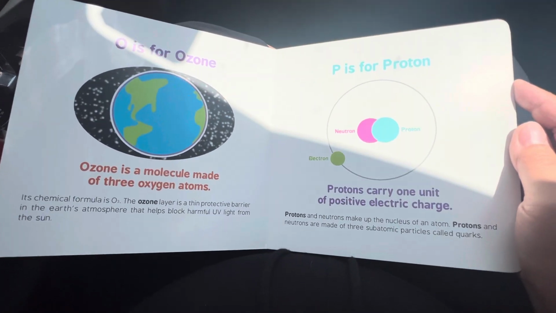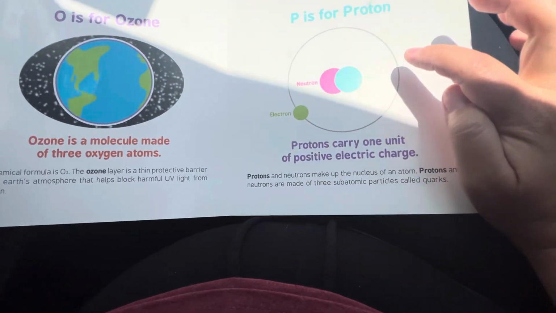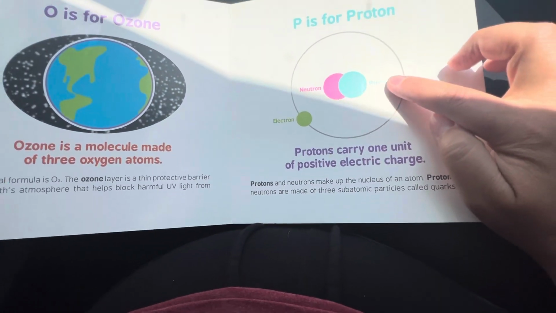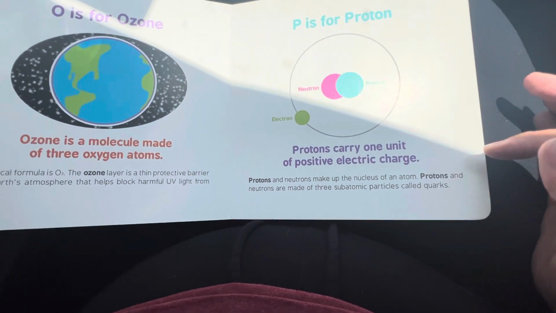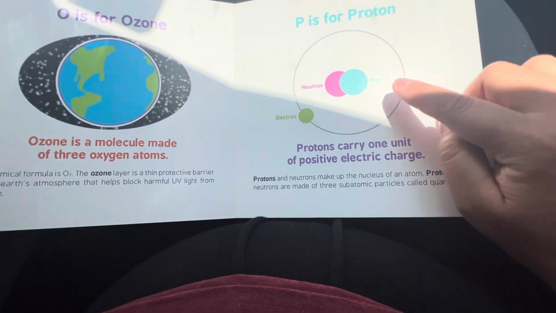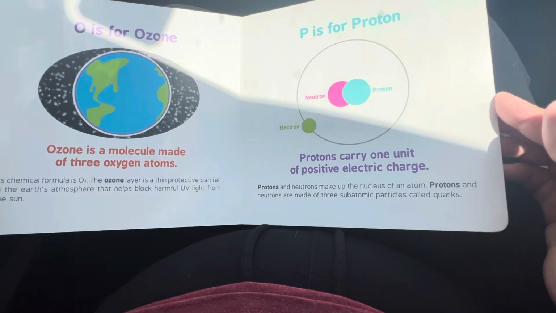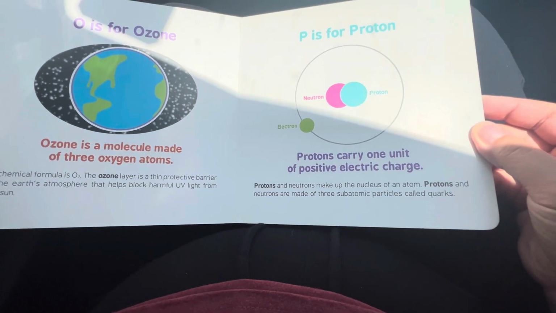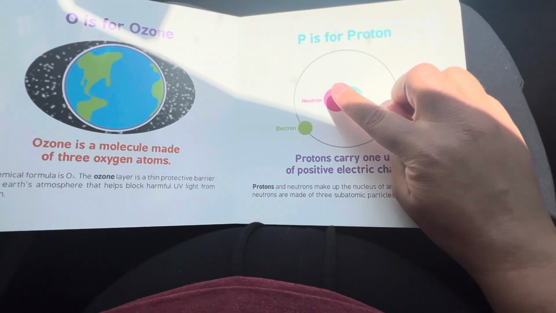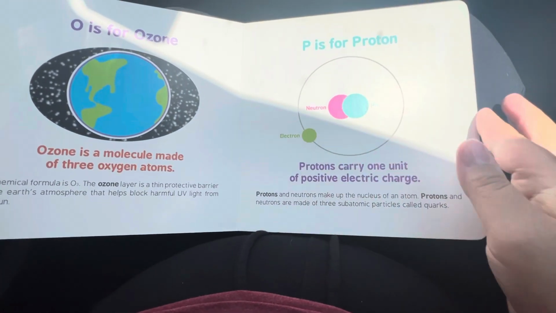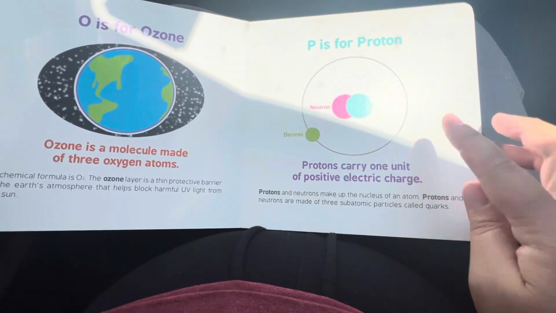P is for proton. There's neutrons, protons, and electrons. Protons are positive. Protons carry 1 unit of positive electrical charge. Protons and neutrons make up the nucleus. This in here, that's the nucleus, the pink and the blue. And protons and neutrons are made of 3 subatomic particles called quarks. So quark, quark, quark, quark, quark, quark, and there's an electron. And that's negative out there. And the electron is around the outside.